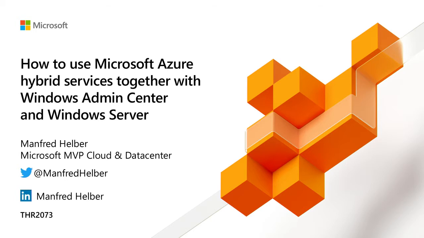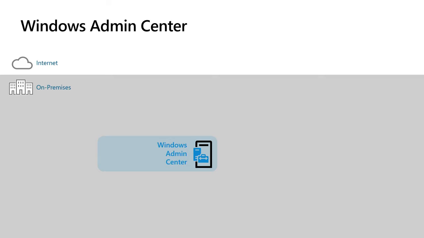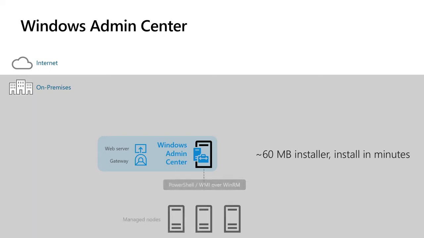So I think most of you are already familiar with Windows Admin Center, but to ensure that we are all on the same level, a short introduction. Windows Admin Center is the web-based management tool for our infrastructure on premises. It is a small installer, about 60 megabytes in size, that we can bring on our Windows Server or on our Windows client systems, and we can manage Windows servers and Windows clients in our environment without installing any agent on them. We use Windows Remote Management and PowerShell Remote to do the configuration on them.